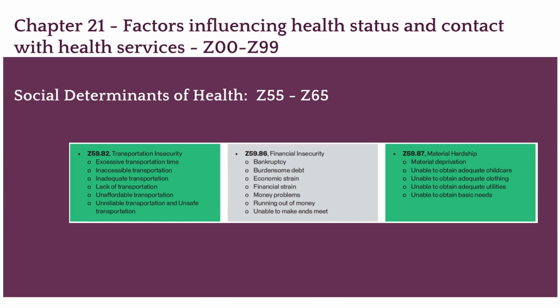Now, Chapter 21, which is the last chapter that received an update in ICD-10-CM this year, factors influencing health status and contact with health services. This chapter has received updated codes related to social determinants of health. Three new codes have been added to category Z55 to Z65 for persons with potential health hazards related to socioeconomic and psychosocial circumstances. Code Z59.82.